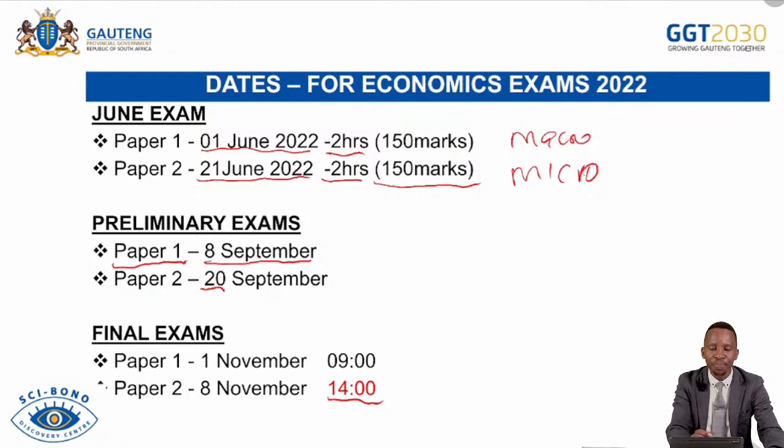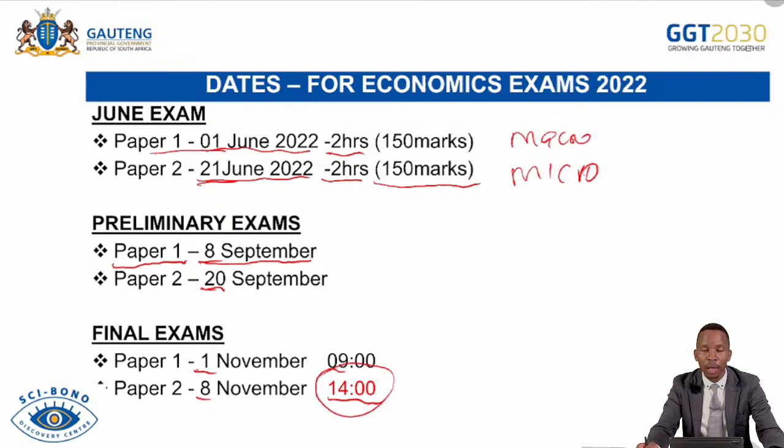So these are the dates. Just to remind you, paper 1 for the June examination is 1 June 2022, and then paper 2 is 21 June. And then the prelim, paper 1, 8 September, paper 2, 12 September. So we will have more time to prepare for your paper 2 after paper 1. And then the final exam, we have 1 November, which is paper 1, and 8 November, which is paper 2. Bear in mind, paper 2 will be in the afternoon, and your paper 1 will be in the morning at 9 o'clock.